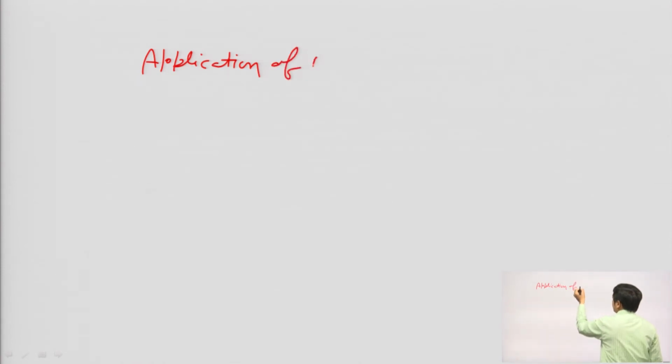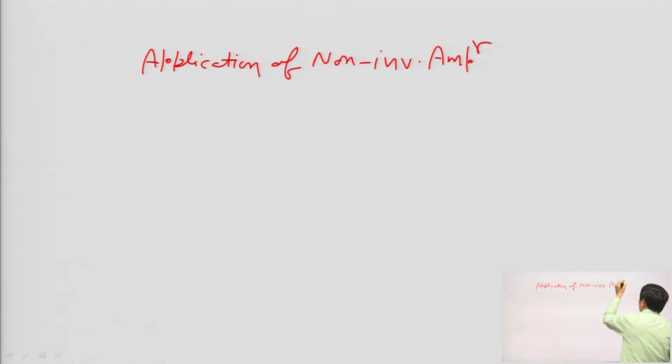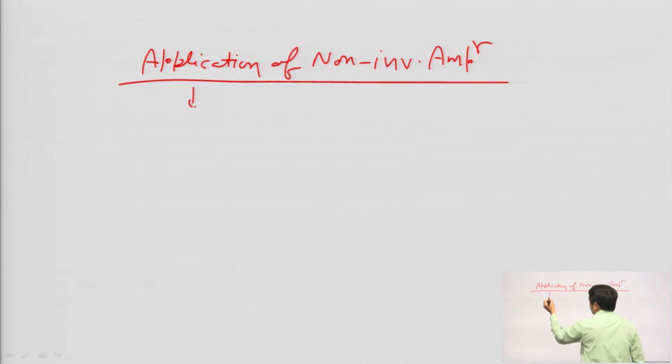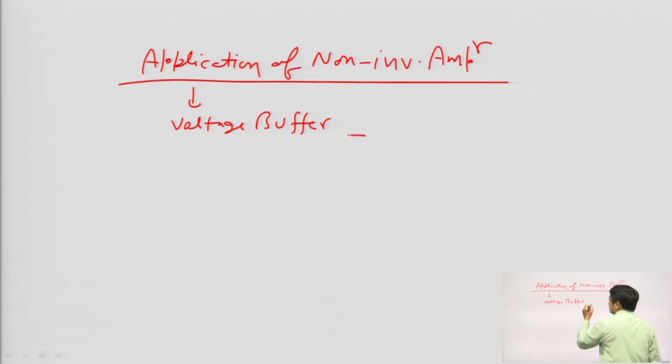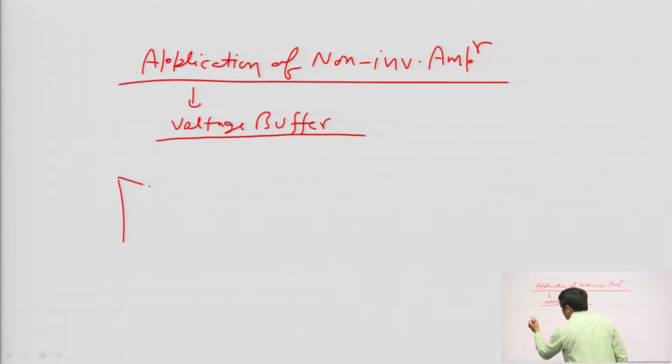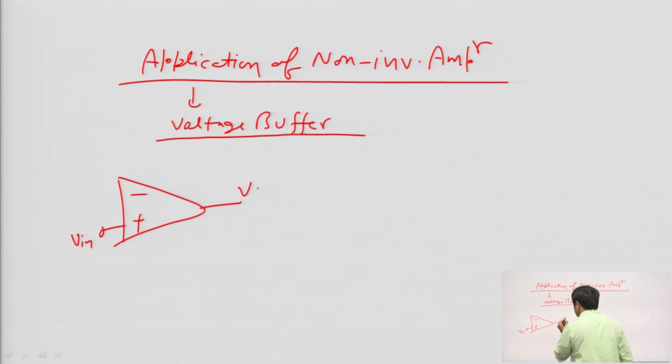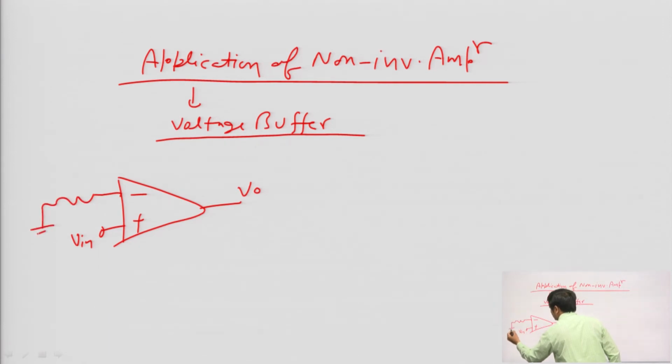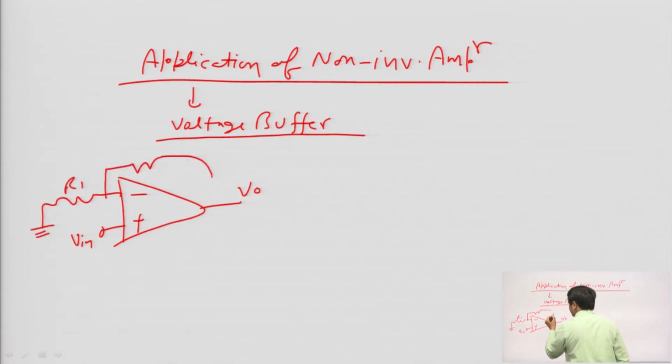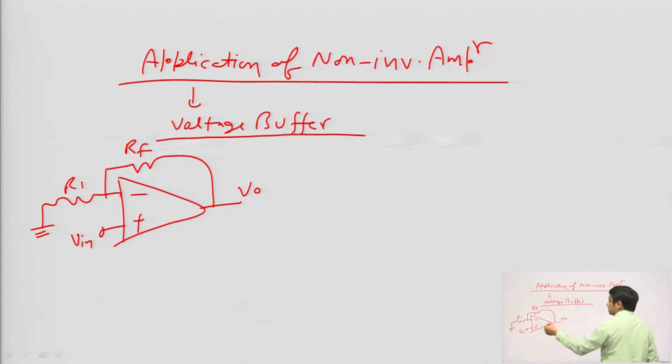Next one is the application of the non-inverting amplifier. We have already seen the non-inverting amplifier, and there are many applications of it. One application of the non-inverting amplifier is the voltage buffer circuit. How do we design this voltage buffer circuit? Let us again draw the circuit of the non-inverting amplifier. This is your V in, this is V naught, this is the R1 resistor, and in the feedback there is an RF resistor. So, this is the non-inverting amplifier.